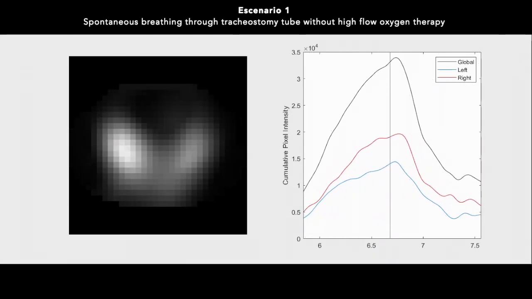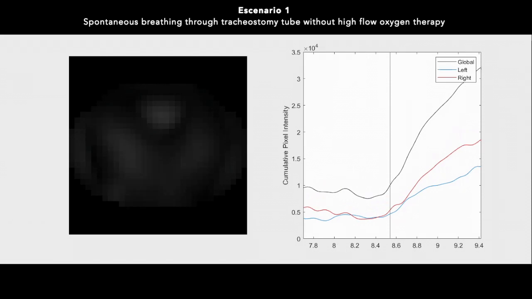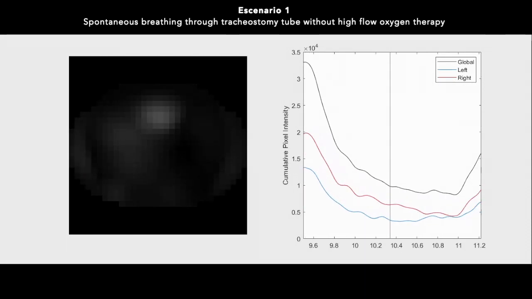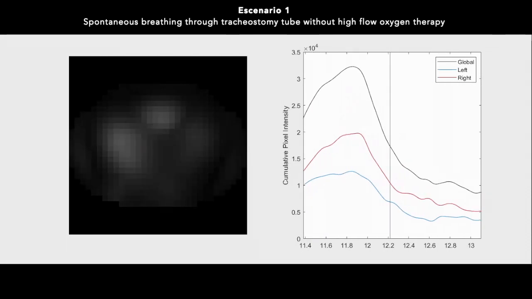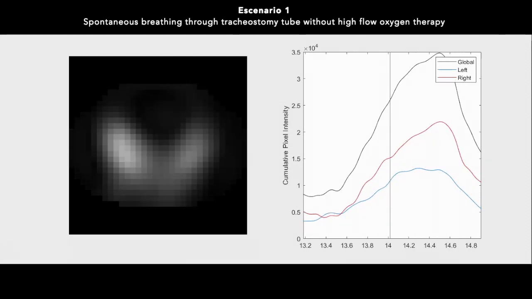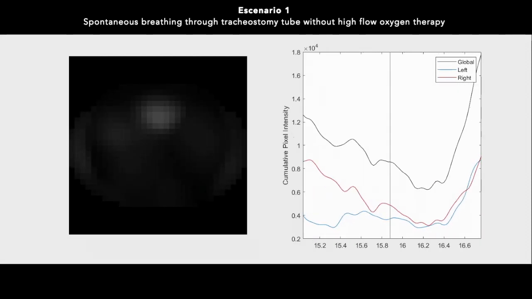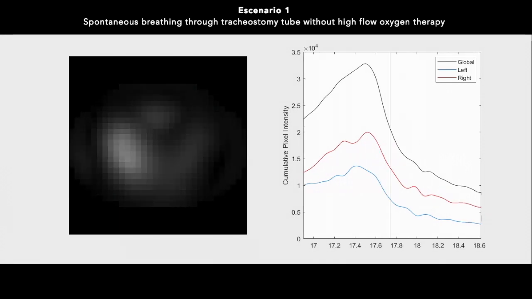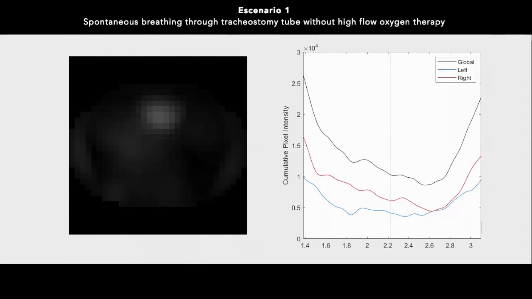This image corresponds to scenario 1, where the patient is spontaneously breathing through the tracheostomy cannula without high-flow oxygen therapy. It can be observed that the native lung, the right one, receives the highest percentage of pulmonary ventilation.